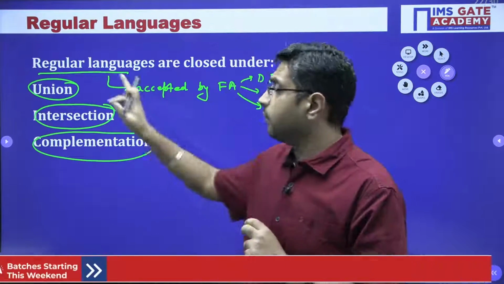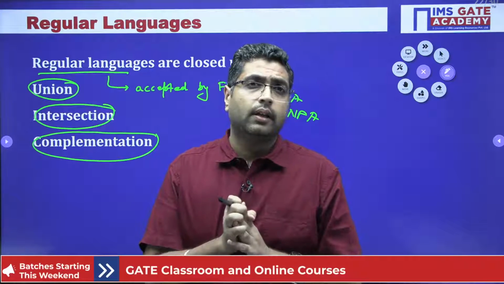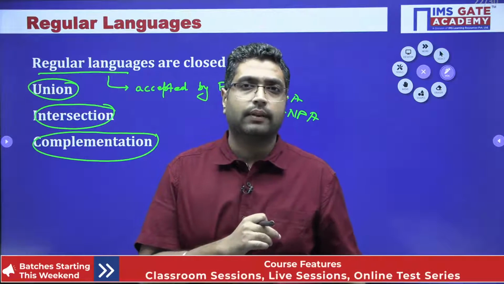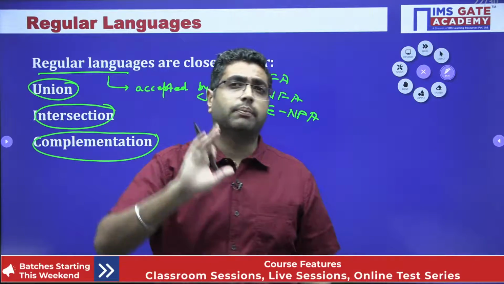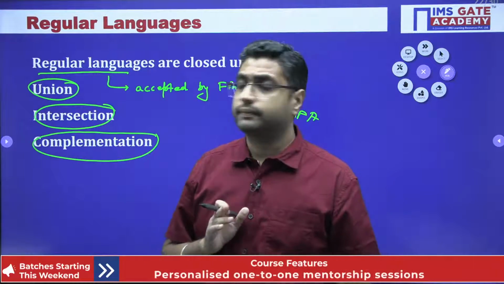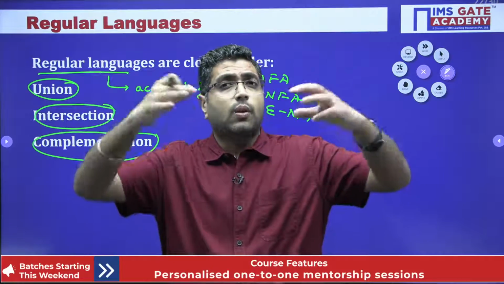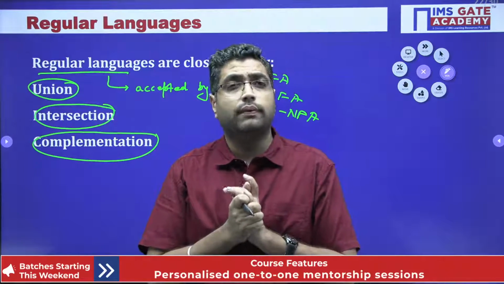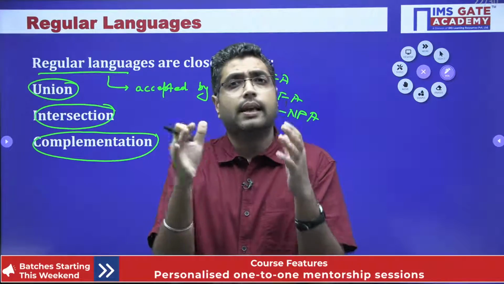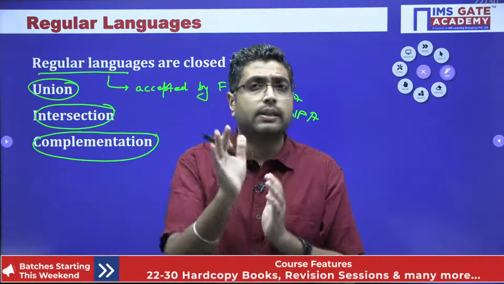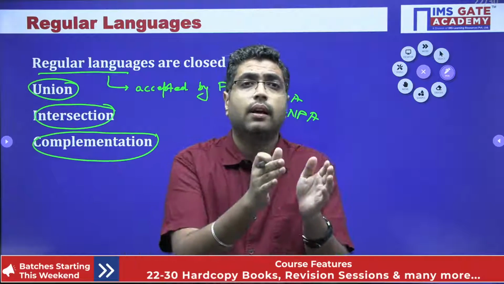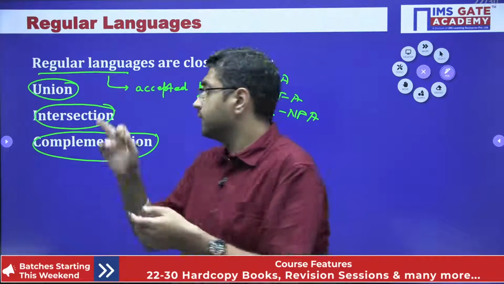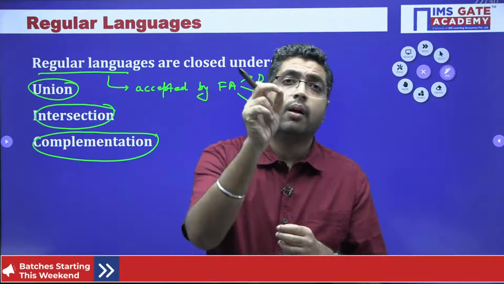So union, the approach we have discussed. How will we take the union? It's very simple. We will take the cross product of the two DFAs, and the transitions will come from the original DFAs. The initial states will remain the same and the final states will be those states which are final in either of them. And in case of intersection, we will take those states which are final in both of them.